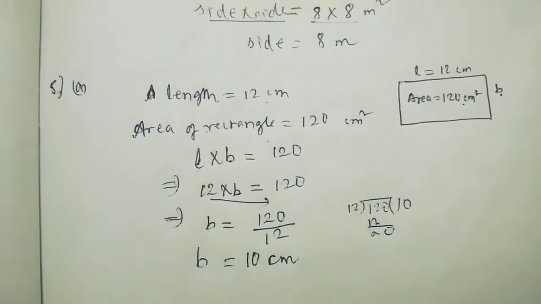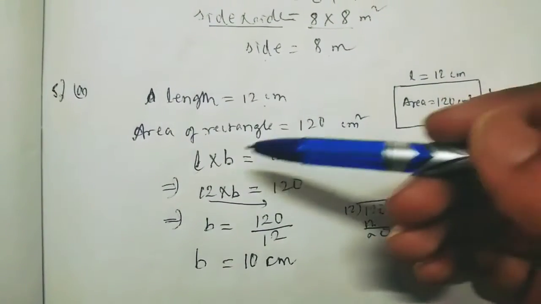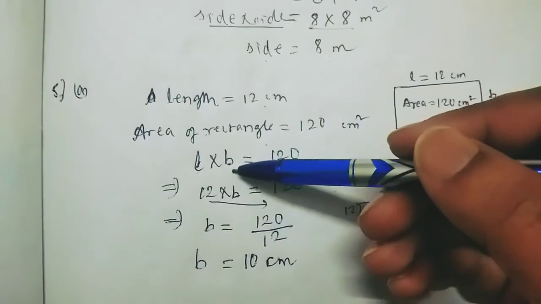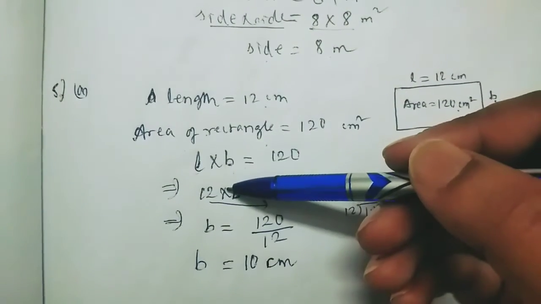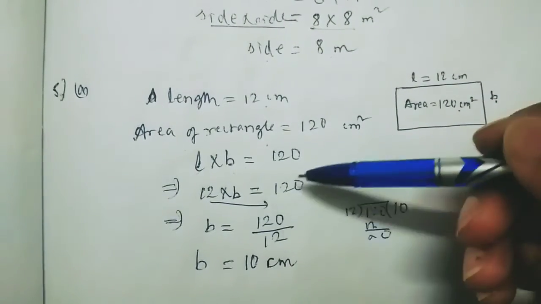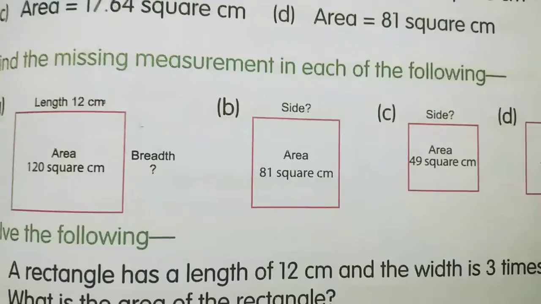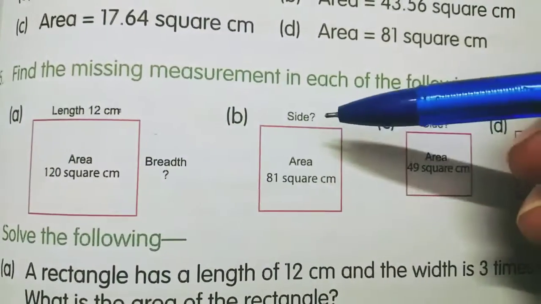In this way you can find the solution of this question. So you have to write the formula first, then put the values given in the formula, then divide it by the area. Understood? Okay, now I am solving question number B.